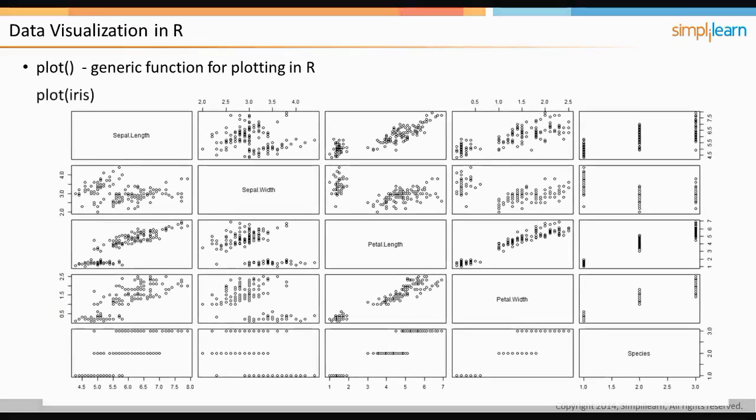Shown here is a plot of iris data. On plotting the data frame, it creates a pairwise data plot for all the attributes in the data frame. In the next slide, we will look at a simple scatter plot.